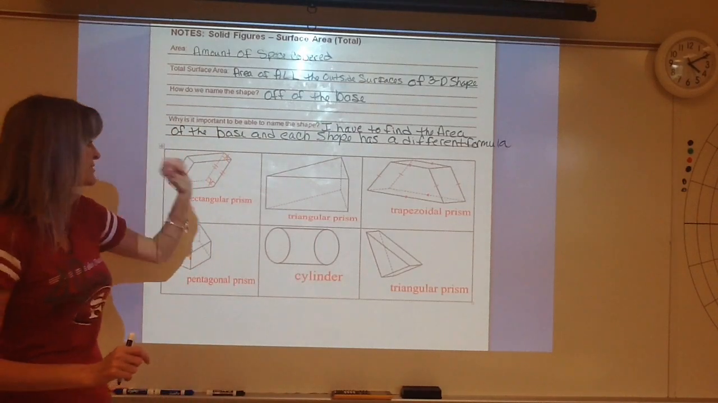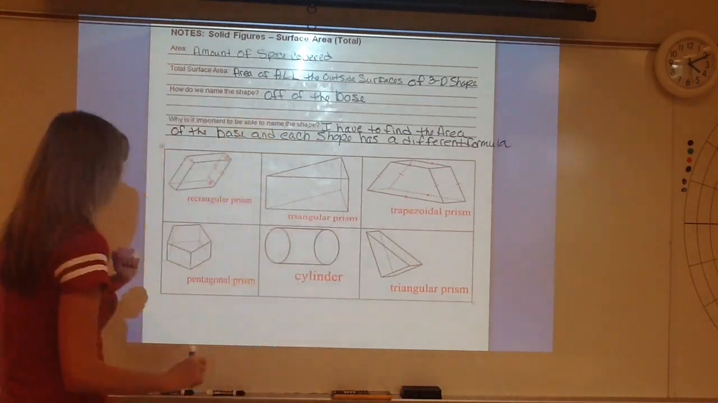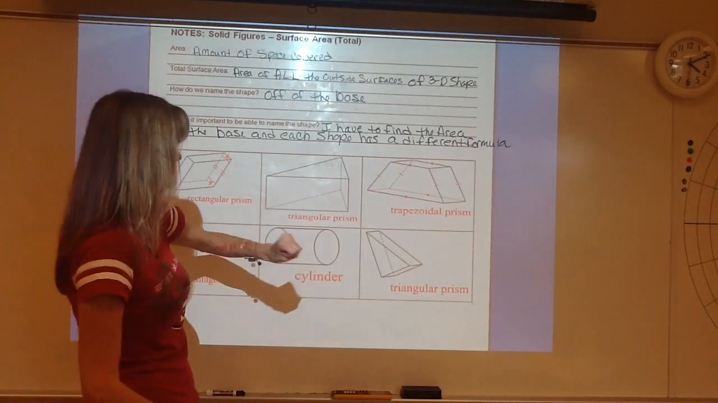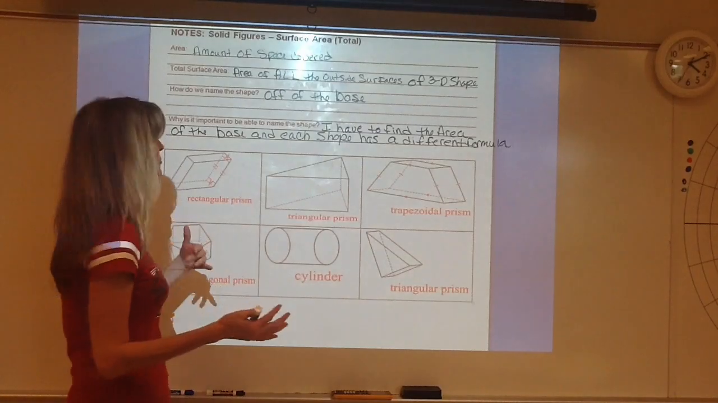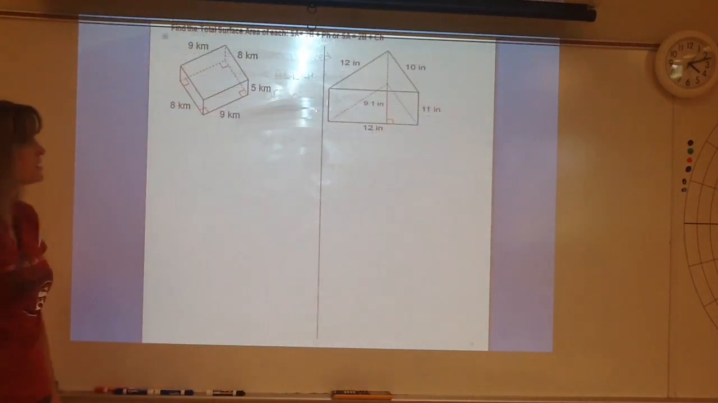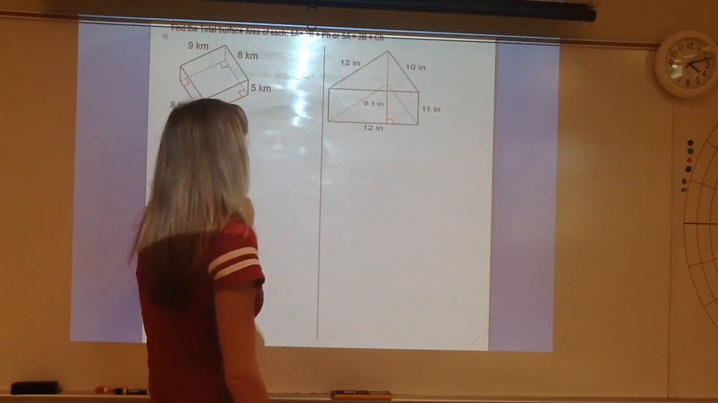So area of a rectangle, area of a triangle, area of a trapezoid, area of a pentagon, area of a circle, area of a triangle. All those things are different formulas. So it's really important that we're able to name the shape. Okay, let's do a couple problems.